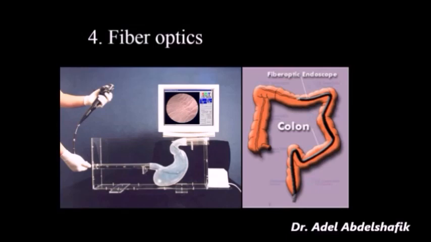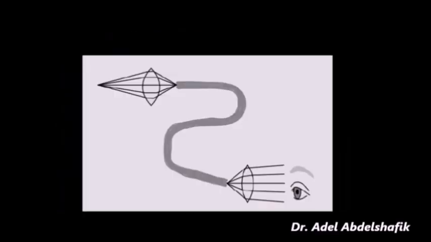Fiber optics is another example. Fiber optics are used for endoscopic examination of different organs. The endoscope has an optical system to form an image which passes through a bundle of optical fibers to reach the eyepiece of the instrument.